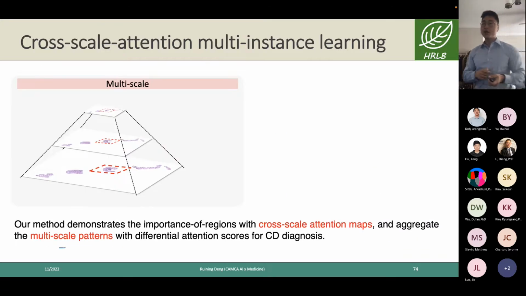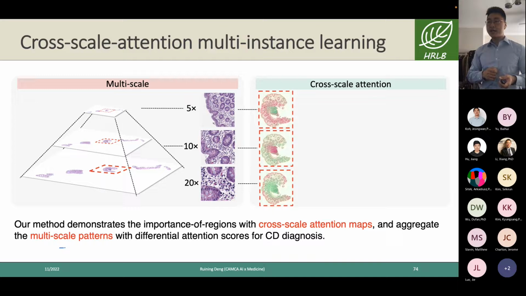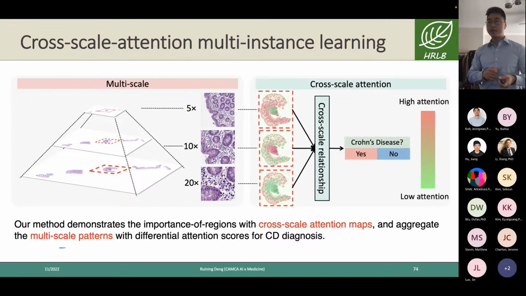So our model tries to understand the importance of regions from three different resolutions and provide a cross-scale attention map for each whole slide image, and then make a final decision for Crohn's disease diagnosis.